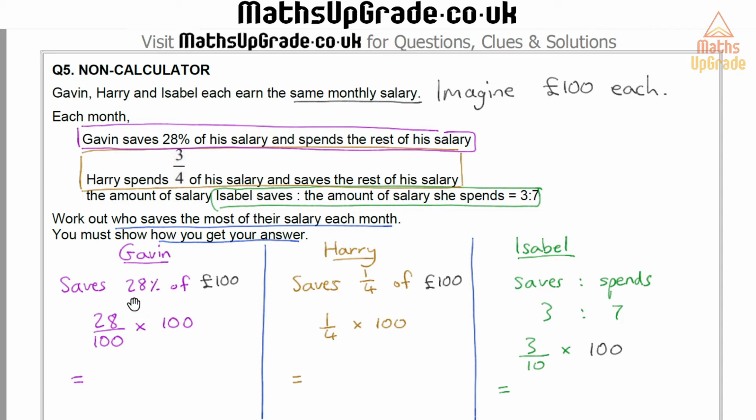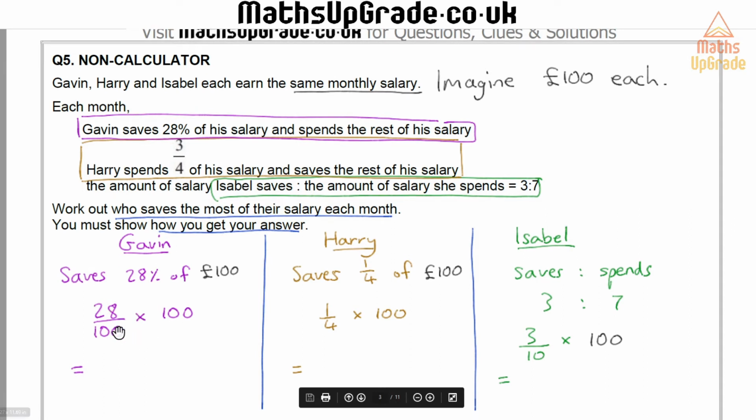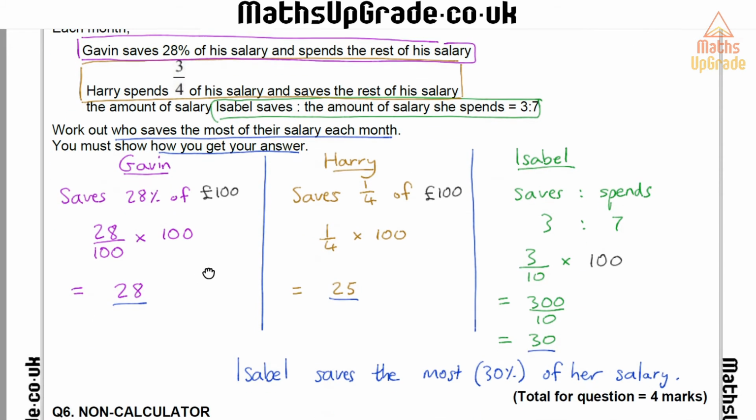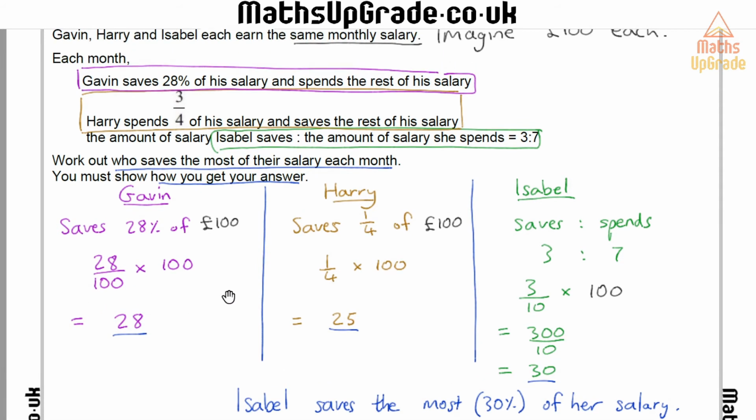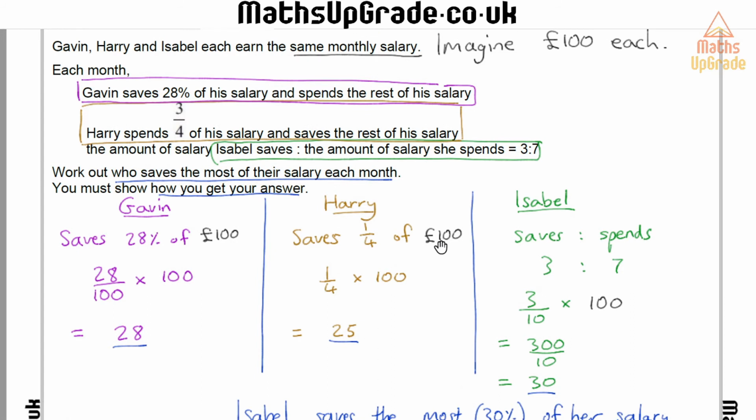So let's imagine Gavin saving 28% of £100. 28% as a fraction is 28 parts out of 100, times 100. Now if I'm dividing by 100 and multiplying by 100, these two operations just cancel each other out, so I end up with just 28. So Gavin gets £28. That's 28% of 100. Harry saves a quarter of 100. A quarter of 100 is easy, that's just 100 divided by 4, which is £25. So far, Gavin definitely saves more than Harry.